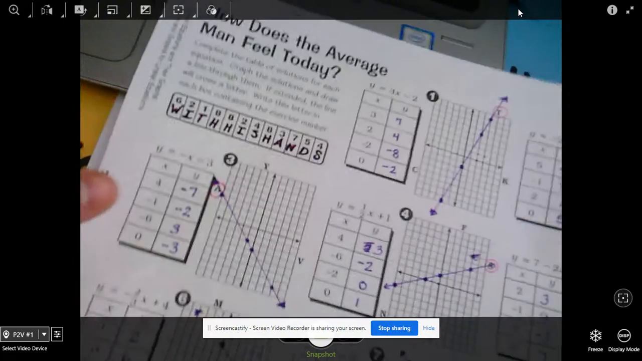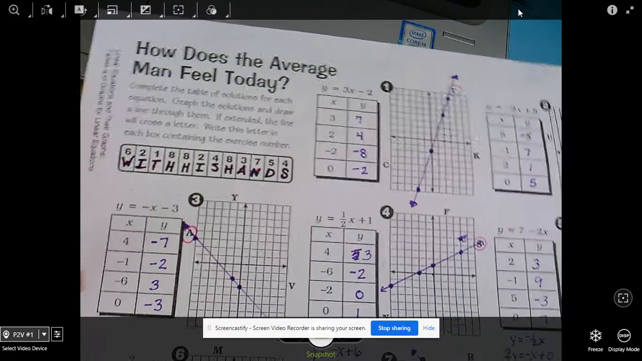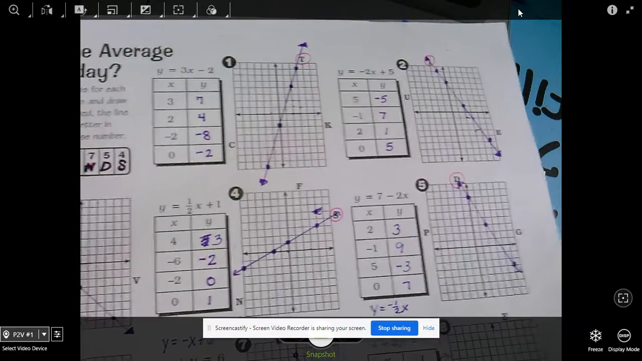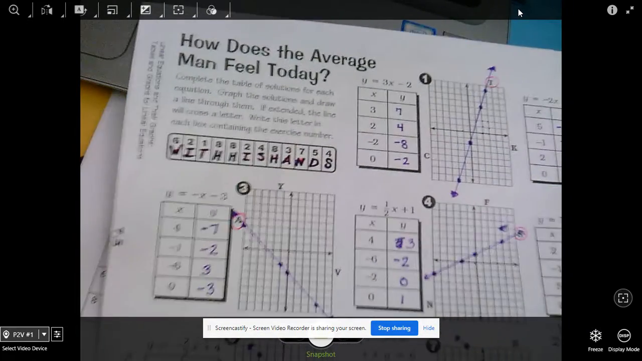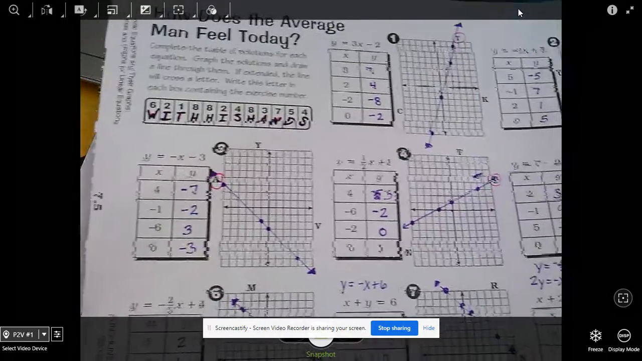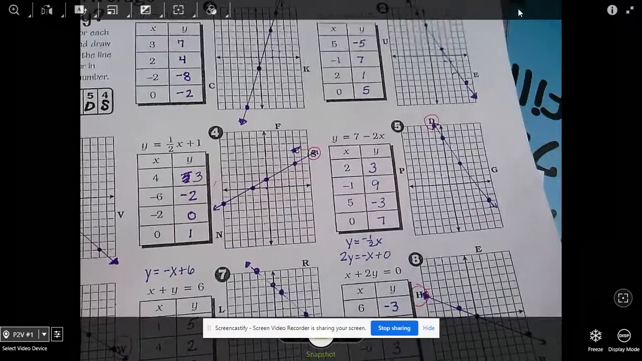Okay, so now we're in part 2 of the video. This is what your paper should look like after you finished it. So you should have gone through T, K, and I. Number 3 you should have gone through as A. This is what all your numbers should look like. So pause the video at any time to check.